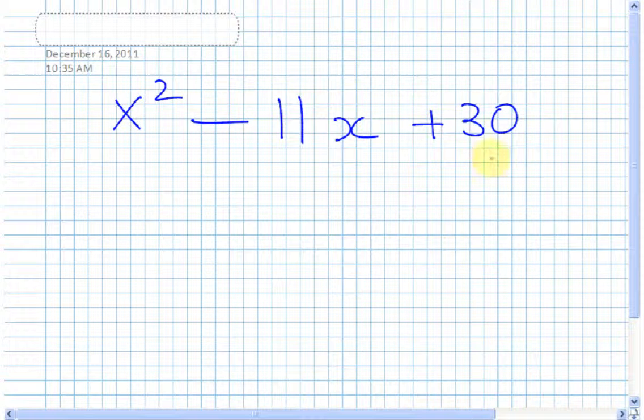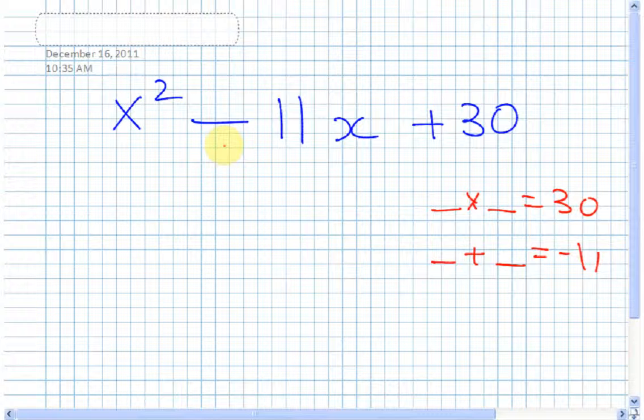What am I looking for? Yes, Jillian. What multiplies into 30? Good. And adds to -11. Good. Now, the question is, what times what gives you 30? And what combination of them adds to -11?